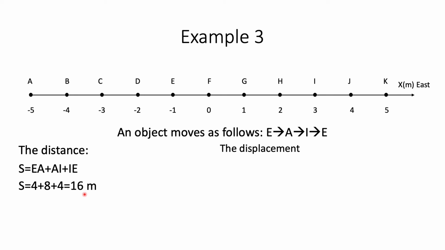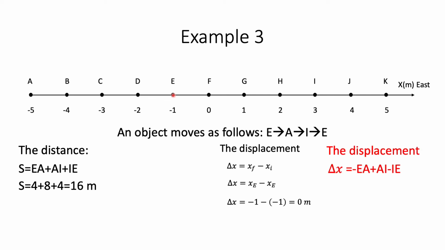For the displacement, delta x equals x final minus x initial. It started at E and ended at E. So -1 minus -1, because E is at -1. The answer is 0 meters, which means no displacement. What does this indicate? Since it is starting from this point and ending at this point, the overall is 0 change in position.